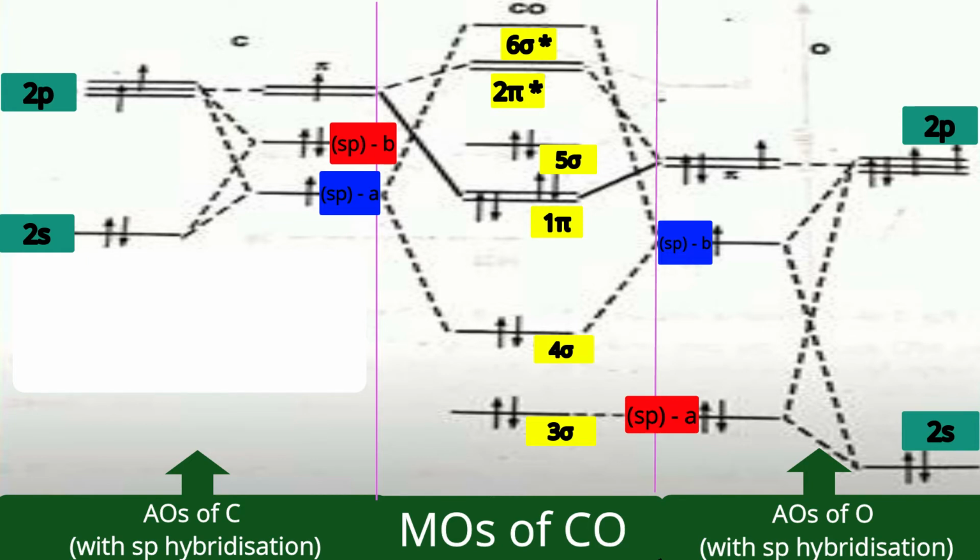Just pay attention to the energy of that 5 sigma. It is a little higher than the 2p orbitals of oxygen. So what we were considering, that the energy of the outermost orbital is a little higher than the energy of the 2p orbital of oxygen, that point is valid here. The MO diagram is explaining that quite well. Okay, let us proceed further.